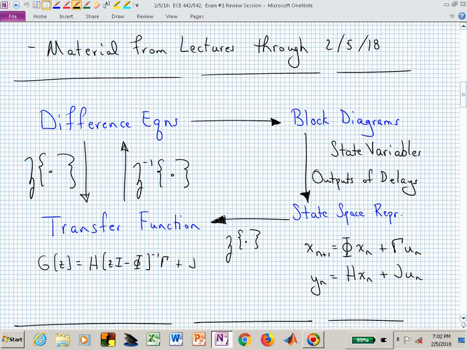We'll work through an example of how you can find a block diagram from difference equations, but you should be able to do that. Once you're given a block diagram, you should be able to label the outputs of the delay blocks as your state variables, and now the number of delay blocks gives you the order of your system, or how big your state vector is going to be.